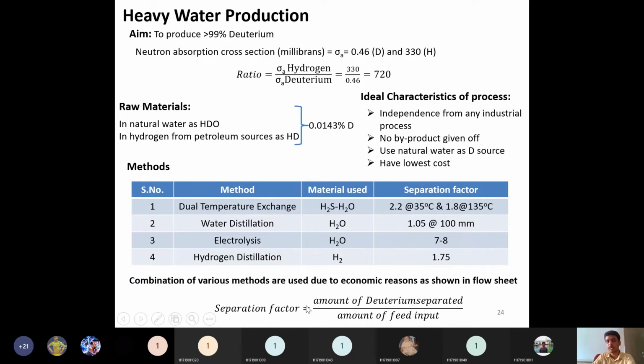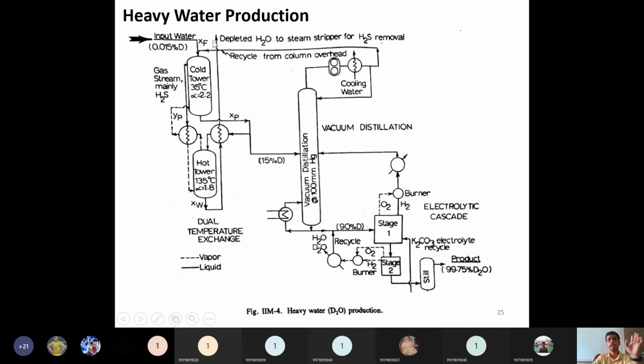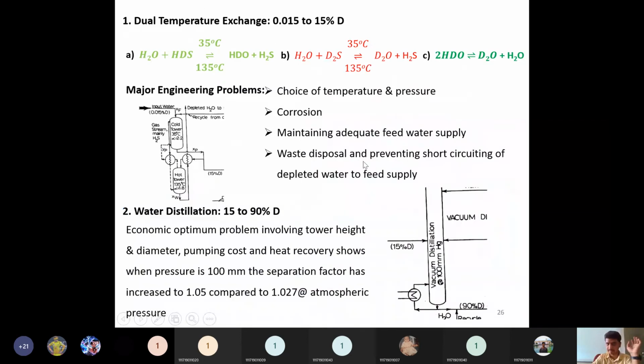After defining that, you just tell that no single process is economically advantageous. So in order to have an economical advantage, we have to use a combination of all these four methods in a single process to produce heavy water containing 99% deuterium. Then you just draw this flow sheet. After drawing the flow sheet, explain this process as given here.